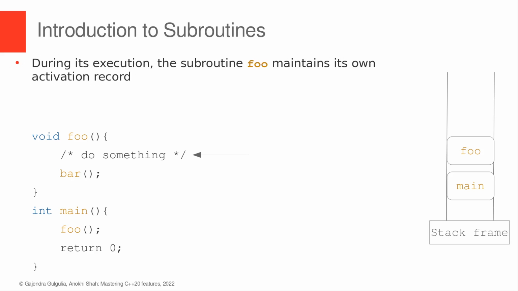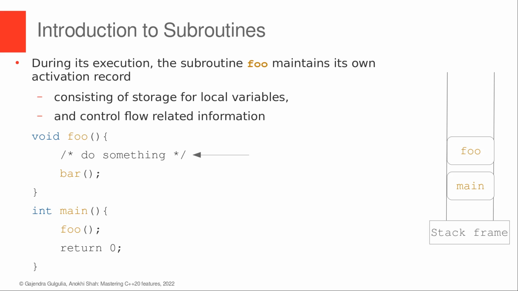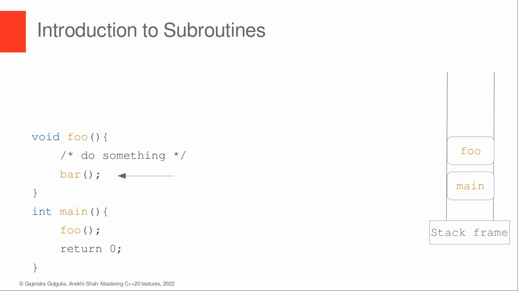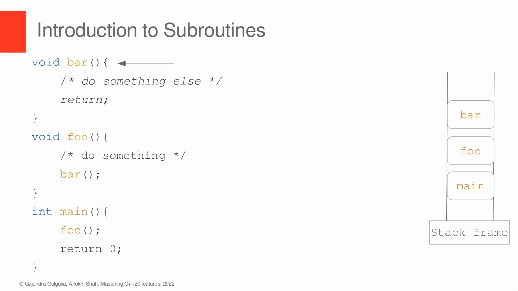During its execution, the subroutine foo maintains its own activation record, which consists of foo's local variable and control flow related information, that is, the return address of foo, which is main, and the address to which function foo may call. In this case, it is bar. Next, the execution comes to bar, and bar is pushed into the stack frame, and bar does whatever it is also defined to do in the body.